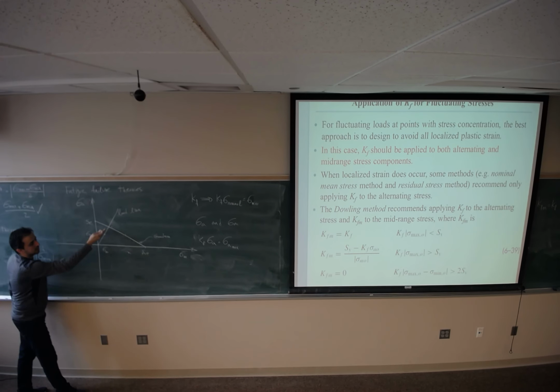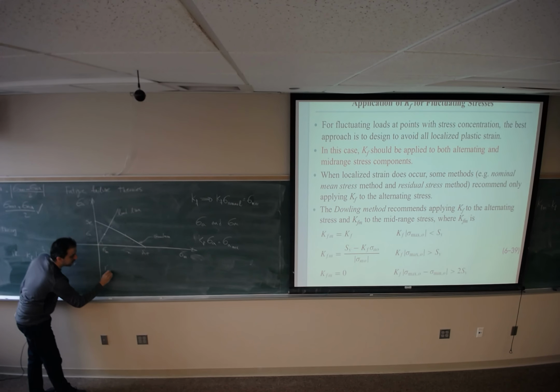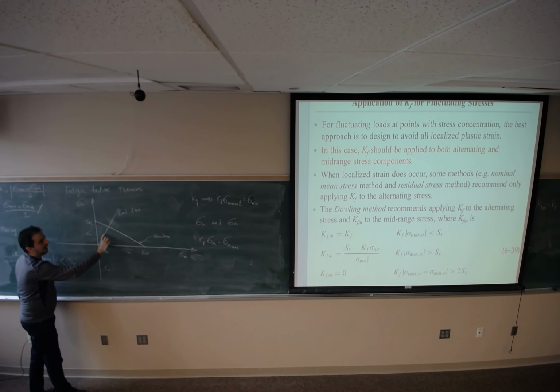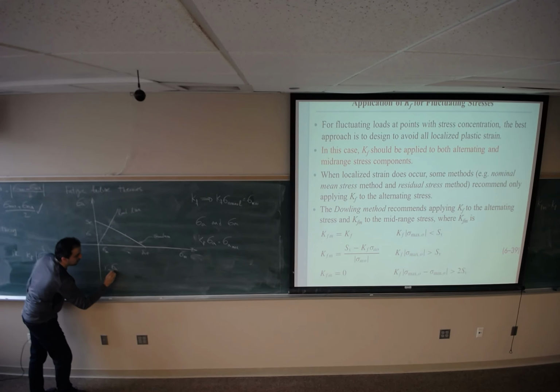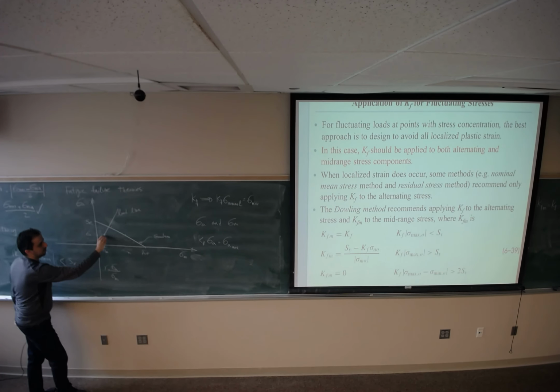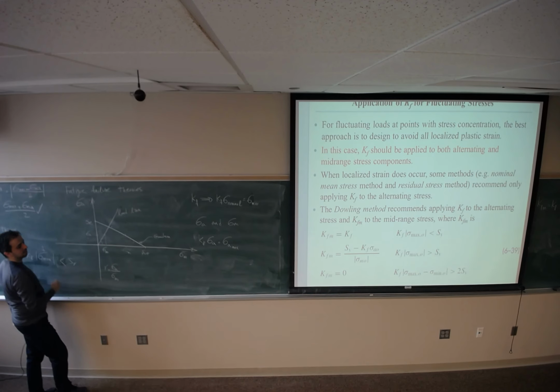This load line has a slope. The slope is represented by R, as this length, sigma A divided by sigma M. It's going to be the slope of the load line.